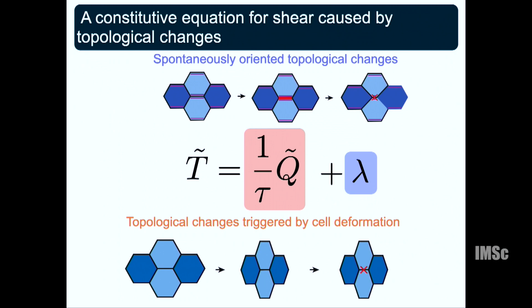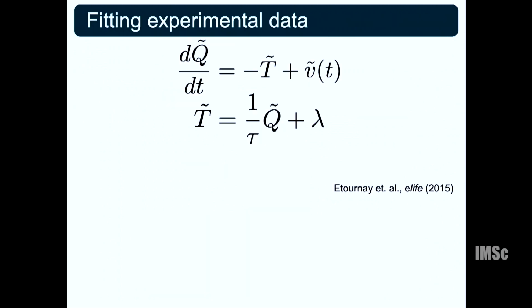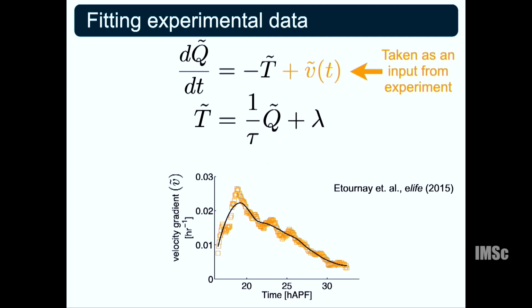So if this is the model, can we explain what we see experimentally? Let us see. We have these two equations, but we have 2 equations and 3 unknowns. So for the moment, we don't know how the flow field is generated. We will take it as a fit parameter from the experiment and try to see if we can understand how the T1 transition behaves.